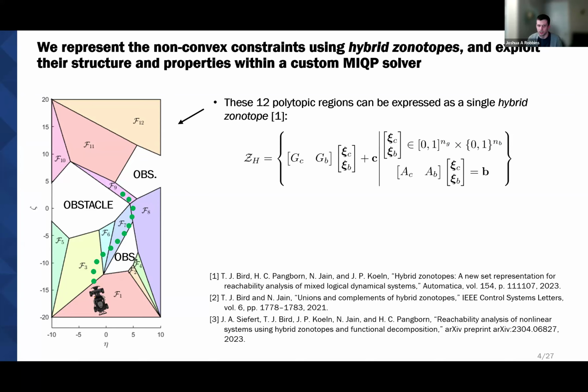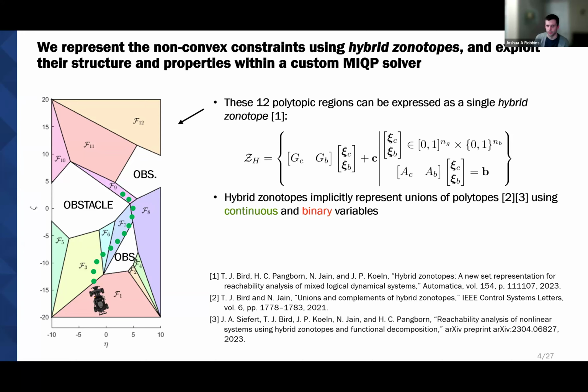So what is a hybrid zonotope? In this graphic on the left, we have an autonomous vehicle navigating through a non-convex free space, which here is partitioned into 12 convex polytopic subregions. And we can represent the union of these 12 polytopic subregions as a single hybrid zonotope. And the equation for a hybrid zonotope is given here on the slide. So hybrid zonotopes implicitly represent unions of polytopes using both continuous and binary variables. So they're a mixed integer representation.